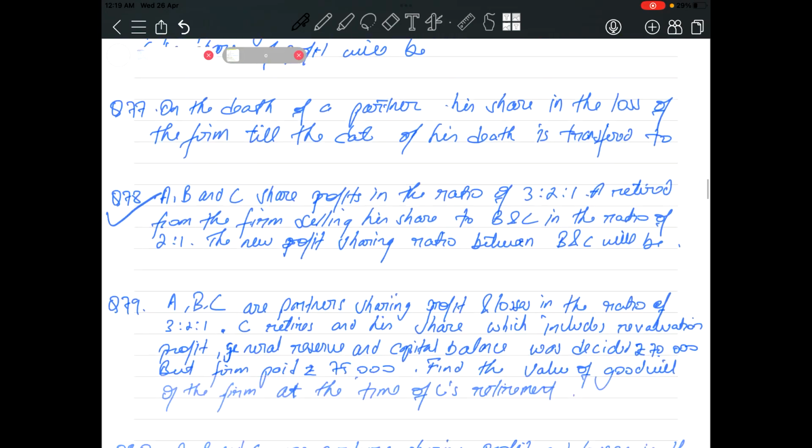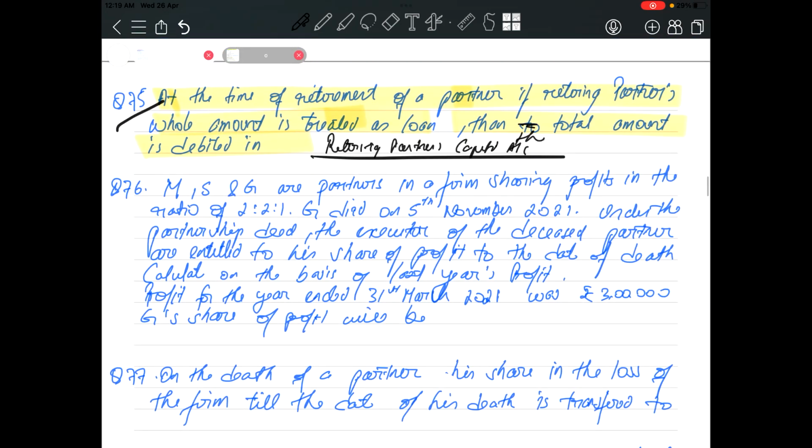We are almost done with this unit number 3. Now let's see question number 76. M, S, N and G are partners in a firm sharing profits in the ratio of 2:2:1. G died on 5th November 2021. Under the partnership deed, the executors of this partner are entitled to his share of profit to the date of death. Calculate on the basis of last year's profit; the profit for the year ended 31st March 2021 was rupees 3 lakh. G's share of profit will be?